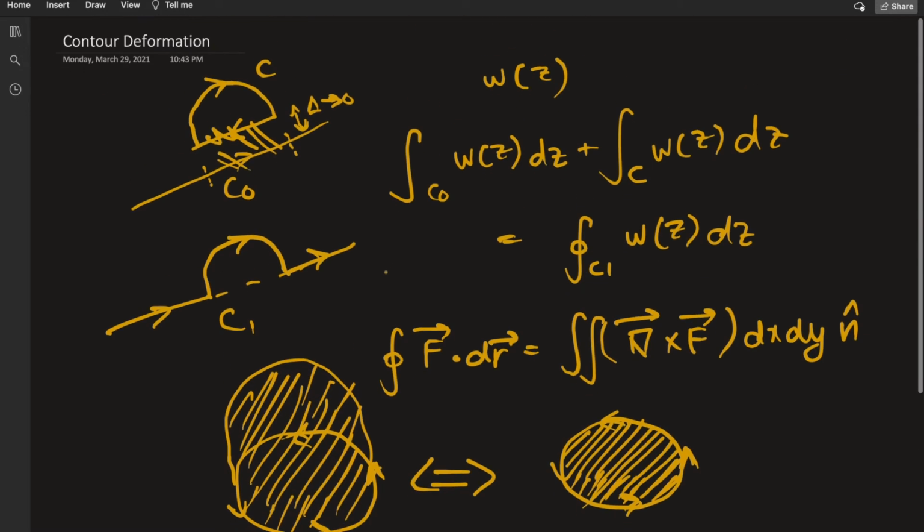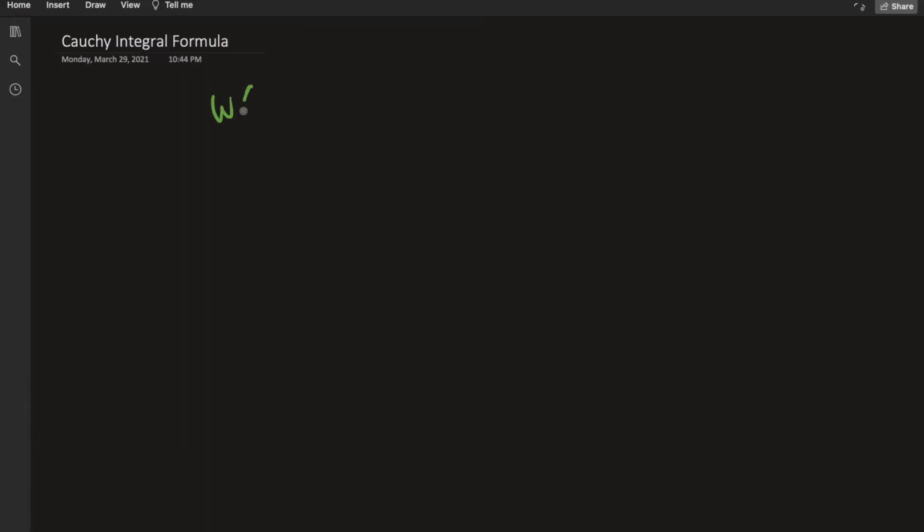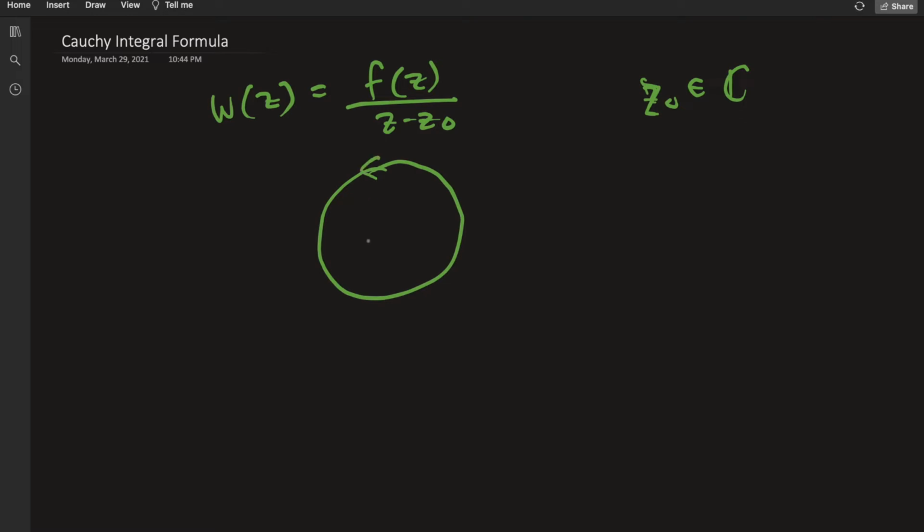Okay, so let's move on with what we have to do. Consider the complex valued function w of z, which can be represented as f of z over z minus z naught. And z naught is some point that belongs in the complex plane. Now, consider a contour C1. Like z naught's like outside here somewhere.